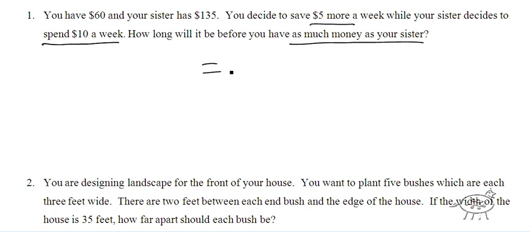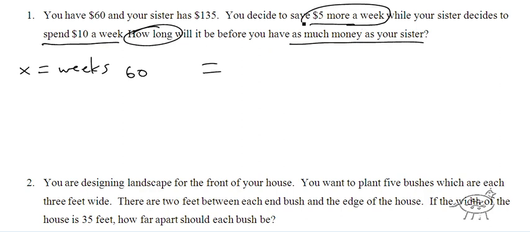First of all, how long? There's the key word here. So x equals, and we're talking about weeks. x equals weeks. That gives you 1 point. Sweet. So you've got $60, and you're saving 5 more per week. And if you remember, per means multiplication. So there are a couple things here. 60 is a fixed cost because you have $60 right now. And you're saving $5 more per week, so that's your variable cost. That's going to add up. So you're saving $5 per week. So this is you.